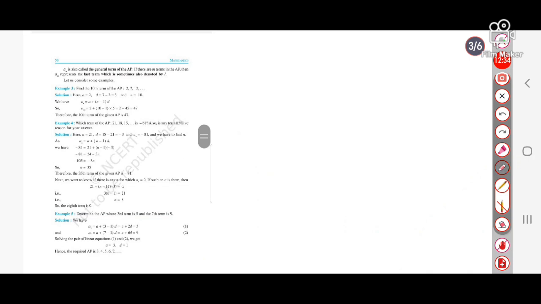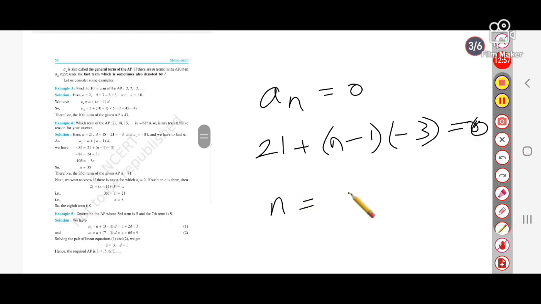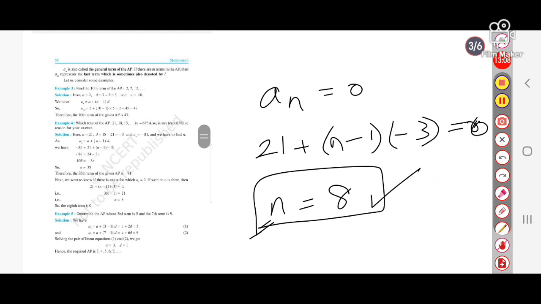Next they have asked us, is any term 0? So is any term 0 means again you need to substitute the value of a_n to be 0 in the same formula. So 21 plus n minus 1 into minus 3 is equal to 0, substituting a_n to be 0. So upon simplifying, n equal to 8. These are very basic, so I'm just doing it like this, right? Very basic. You need to understand the concept. That's the merely simple thing. So the eighth term over here is 0.